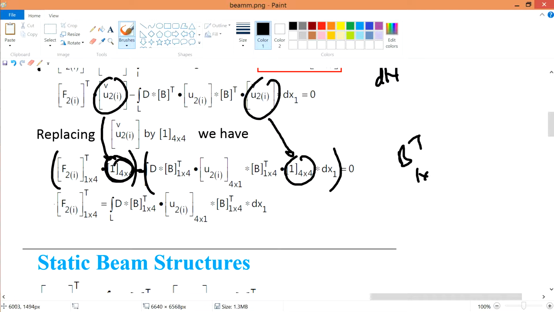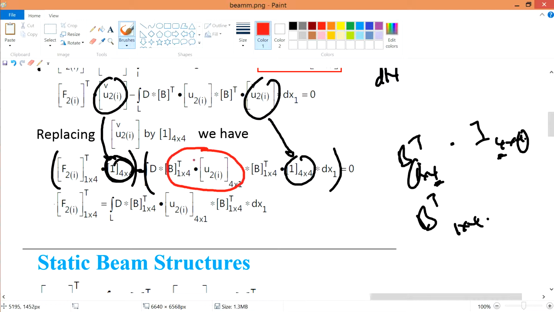So B transpose, 1 times 4, multiplied by the identity matrix of 4 times 4. These are the same, so therefore we are just taking 1 times 4. This is just a matrix rule. If it happens that you don't understand what I mean, think about it. While this part over here stays the same, I am simply merging this part and this part only, while this thing over here I leave the same.